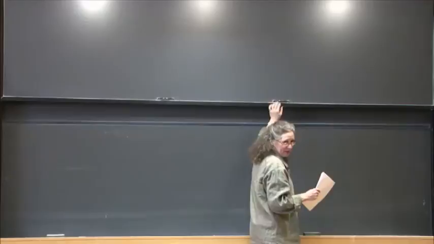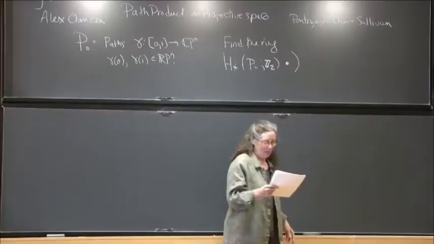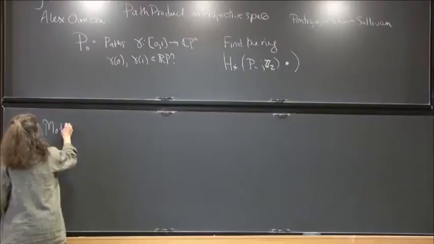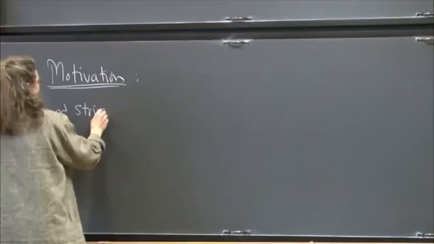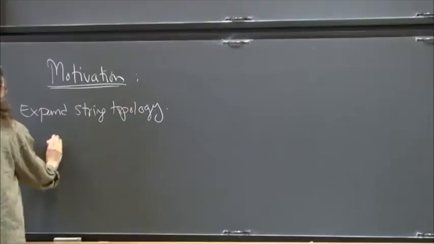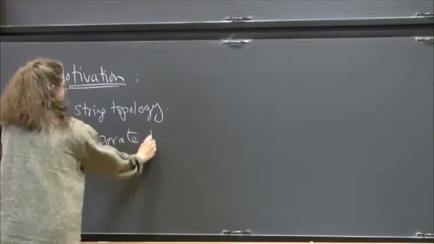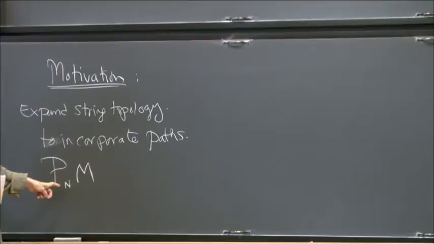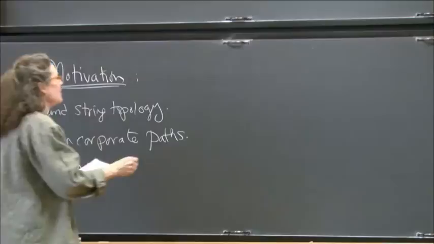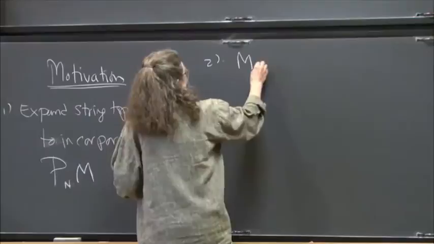Well, I have to be strong to do this. All right. So here's a little bit of motivation. So we want to expand string topology to incorporate paths. Of this type, paths on M with boundaries in N. And more specifically, let's suppose M is a closed, and let's say oriented, although we're Z2, so maybe it doesn't matter, manifold.